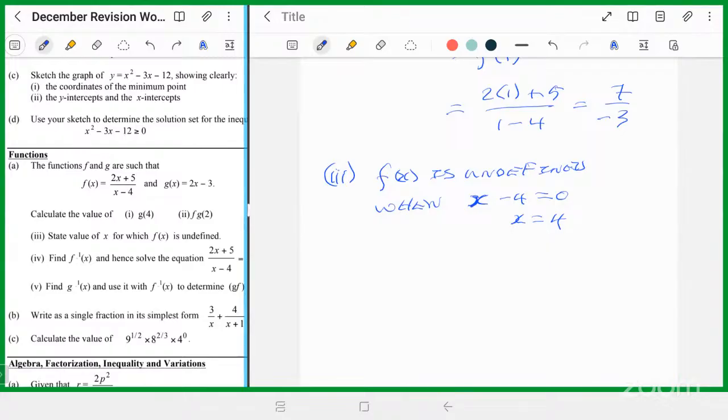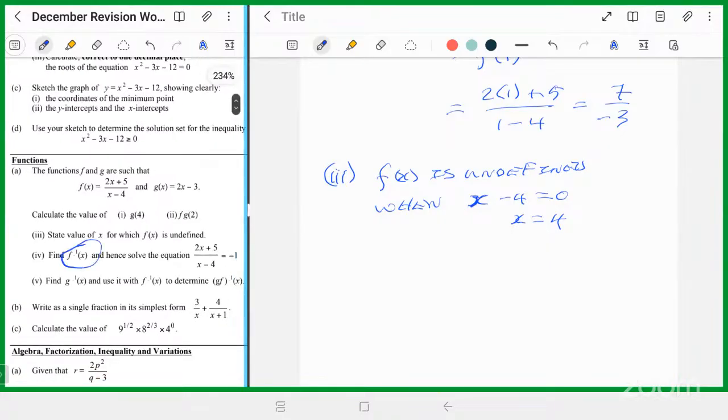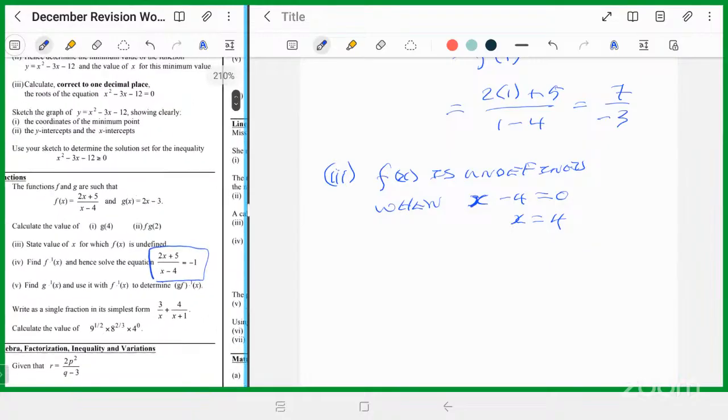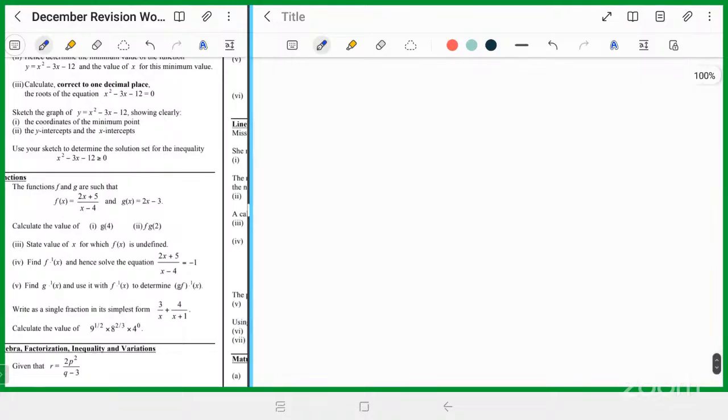Part 4 says we are to find f to the minus 1 as the inverse of this function and hence solve this. So this question is testing our knowledge of using the inverse function to solve an equation. So it says find the inverse function first, and then hence means use it to solve that equation. But let's go. Part 4, we're going to find the inverse function of f first, right?